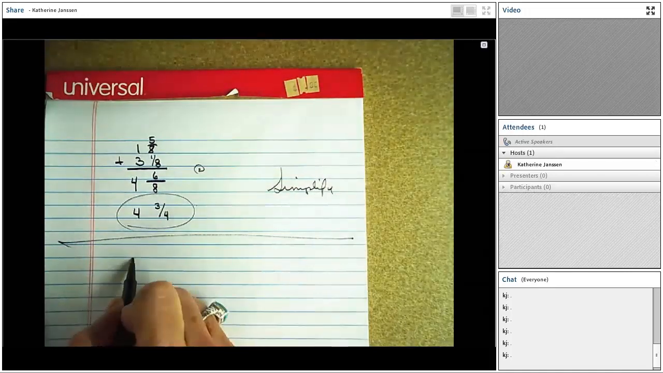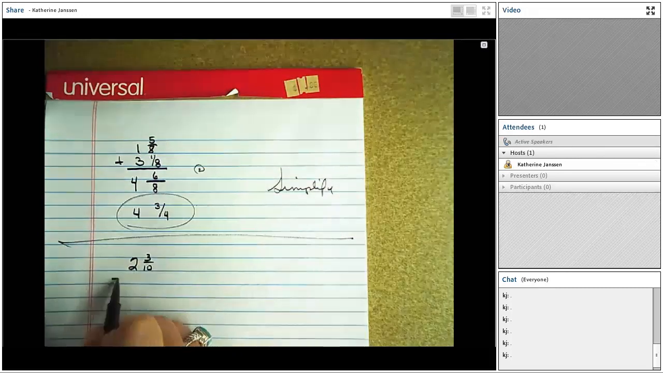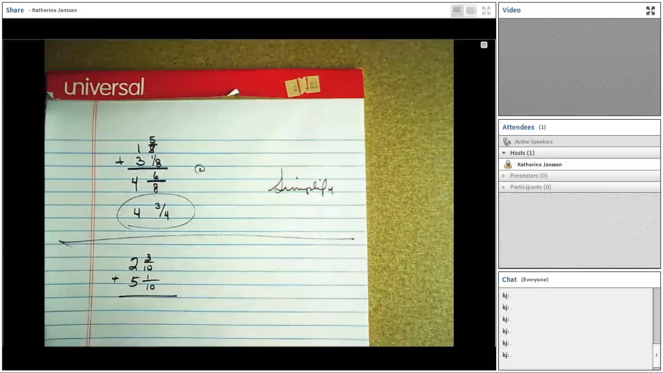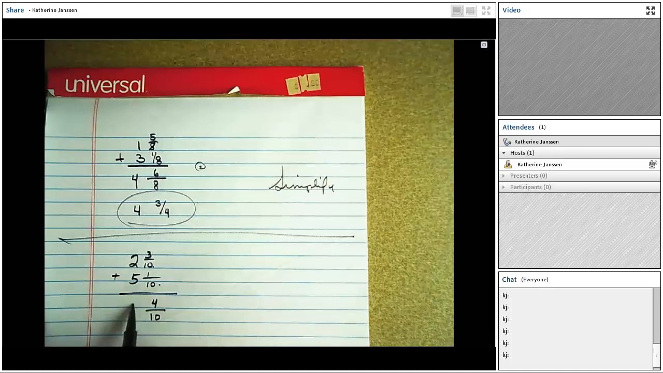Let's try another, adding mixed numerals, 2 3/10 plus 5 1/10. I'm columnizing my fractions and my whole numbers. I do have common denominators, so I keep the denominator and add the numerators and get 4/10. Adding my whole numbers, I get 7.